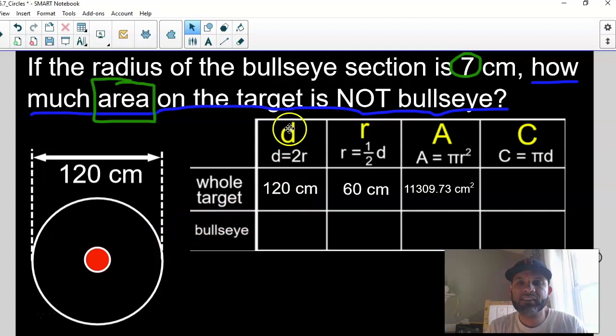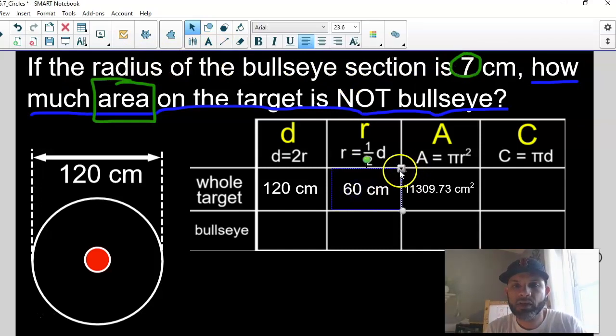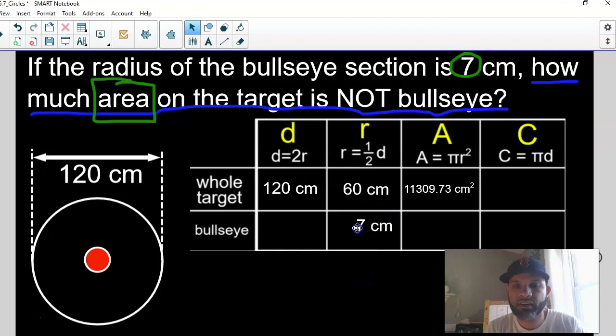Okay, but let's think about the bullseye target. Now, what do we know about the bullseye section of the target? Well, the bullseye section, the radius, it says here, the radius is 7 centimeters. So we're going to come back here and put the 7 where it belongs, right here. Okay, 7 centimeters. All right, and the area is pi times the 7 squared, right?